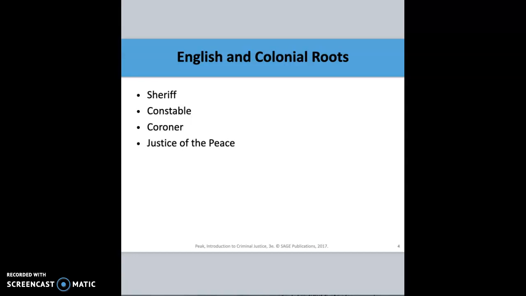First sheriffs in America appeared in early colonial period, and the sheriff's concept came from England. They called them the Shire Reeve. And so that concept was transferred over to the U.S. when we colonized and shortened it to the idea of the sheriff.